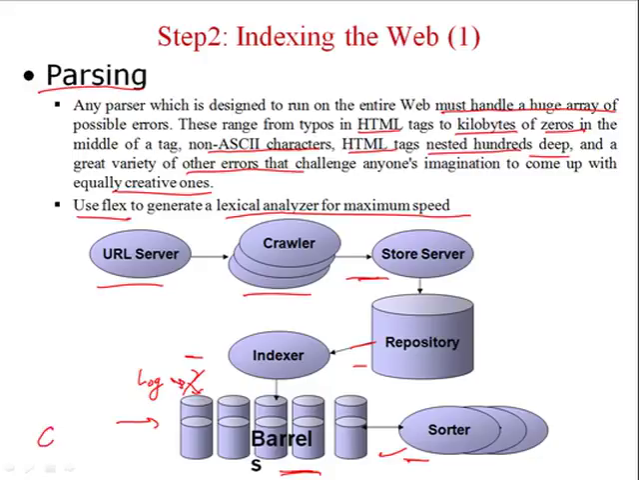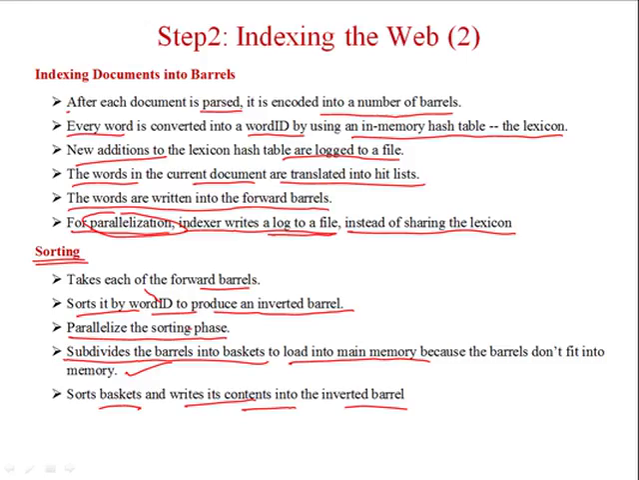When we use the query, it is converted into IDs, and we search those IDs from barrels and then rank the documents based on their importance with respect to the query.